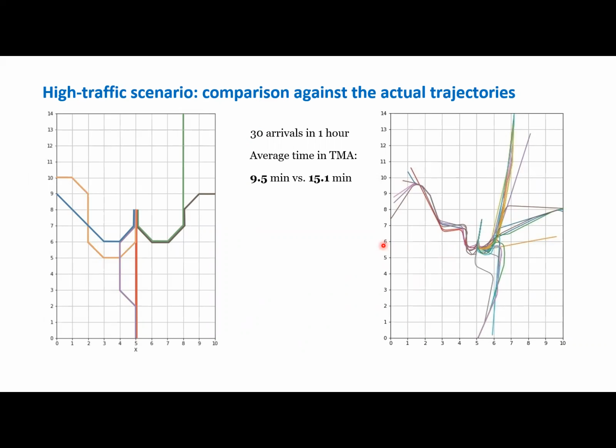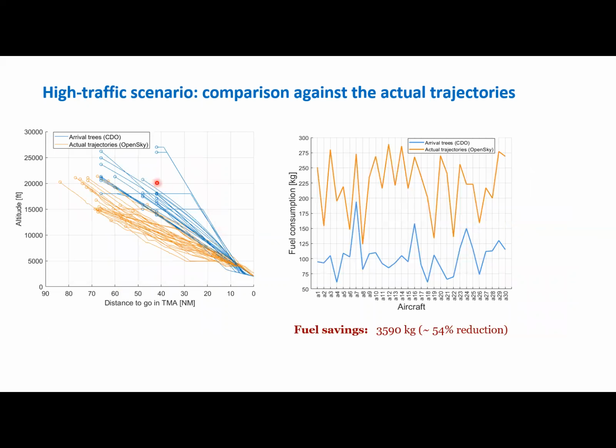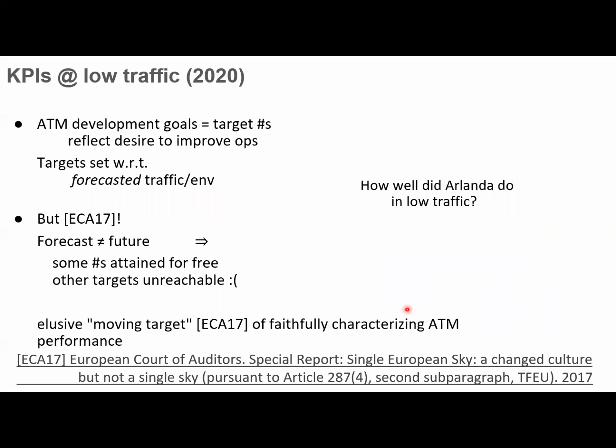And now I'm going into the final part of my talk, talking about KPIs. Well, one KPI is that with our trajectories, aircraft spend less time in the TMA. So here are the actual ones, here are our trajectories. And here is how they look. The blue ones are the CDOs, surprise, surprise, and the orange ones are the actual trajectories. And here on the right, I'm showing the fuel burned. You can see that the actual trajectories burn more fuel than they would have burned if they followed the CDOs.